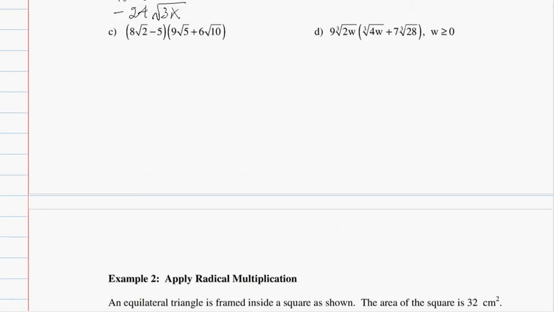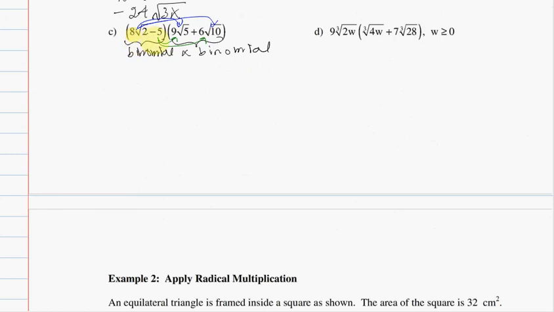Now we have a binomial times a binomial. Okay, so coefficients. So we're going to use FOIL. Let's start with that. Okay, so we're going to go 8 root 2 times 6 root 10, and then negative 5 times 9 root 5 and negative 5 times 6 root 10.